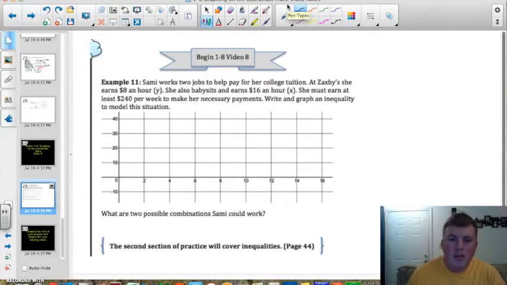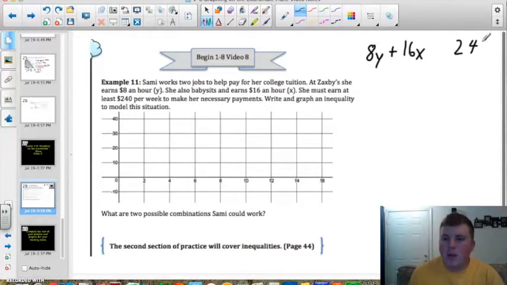Now, we know that at Zaxby's, she earns $8 every hour. And we know she works y hours because we don't have a specific number at this point. And she also babysits for $16 an hour, and they want us to use her babysitting hours to be represented by x. Now, we know that she must earn at least $240. So we want to put a 240 over here. What we need is to figure out what symbol goes in there.